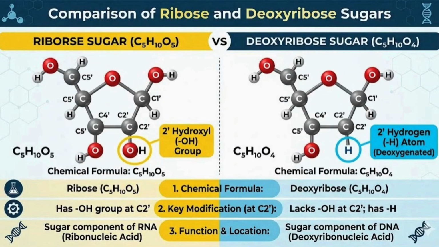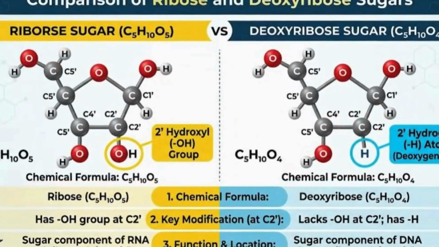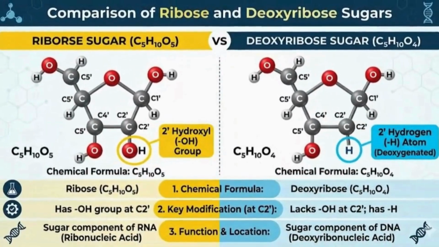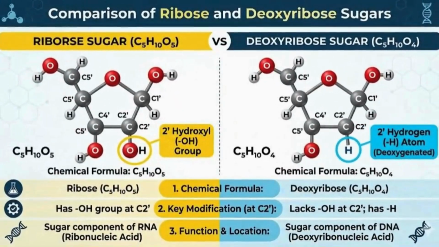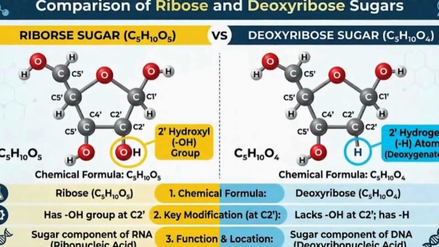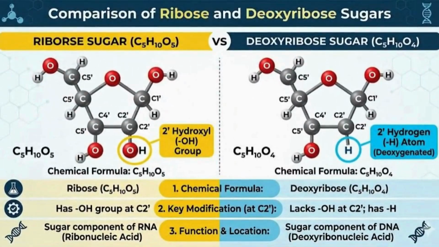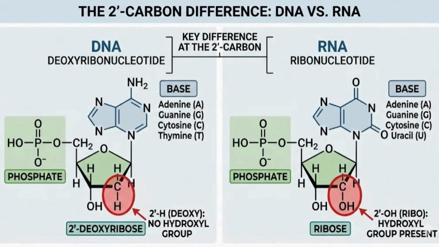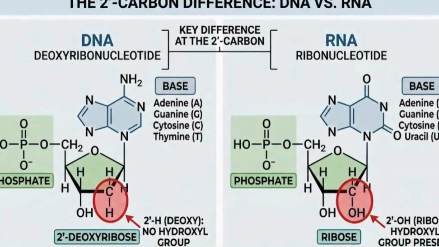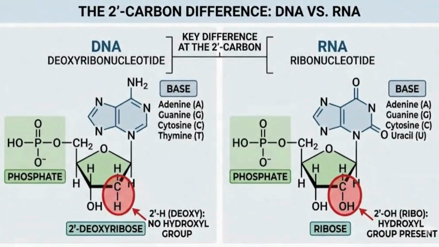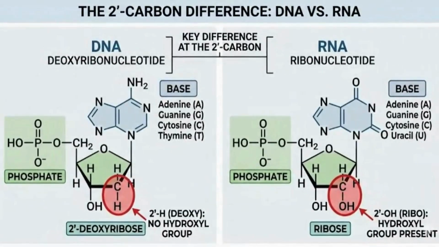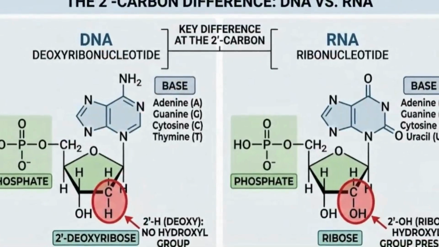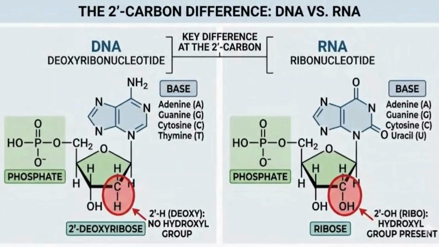One of the key structural differences between DNA and RNA involves the pentose sugar. DNA contains deoxyribose sugar, while RNA contains ribose sugar. The difference occurs at the 2' carbon position. Ribose contains a hydroxyl group, whereas deoxyribose contains only hydrogen. This small structural variation has major biological consequences. The absence of the hydroxyl group makes DNA chemically more stable, which is important for long-term genetic storage.